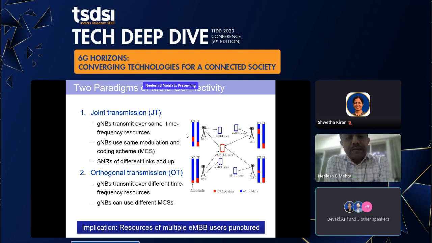Now there's another paradigm called orthogonal transmission, where these Gnode Bs transmit on orthogonal resources. So essentially transmit over orthogonal time frequency resources. And there are some advantages to it. Because they are now orthogonal, each one can use its own MCS depending on what its link quality is. And it turns out this also requires less channel quality feedback to pull off. But regardless of whether you use JT or OT, the one thing that happens is that you are puncturing, taking away resources of multiple EMBB users, and that reduces the EMBB throughput.